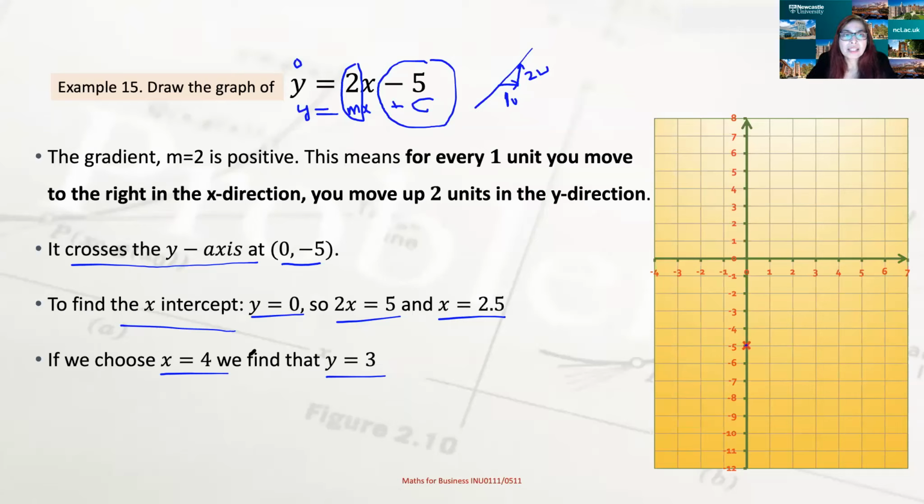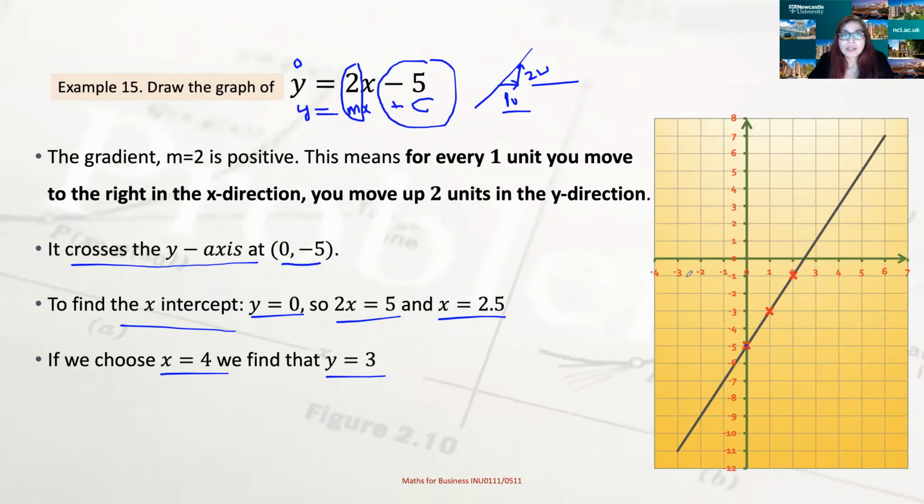And then I can choose another point and go up. Every 1 unit, I have to climb up by 2 units. Can you see? Every 1 unit, I climb up by 2 units. And then I join the points. That's how you draw a straight line.